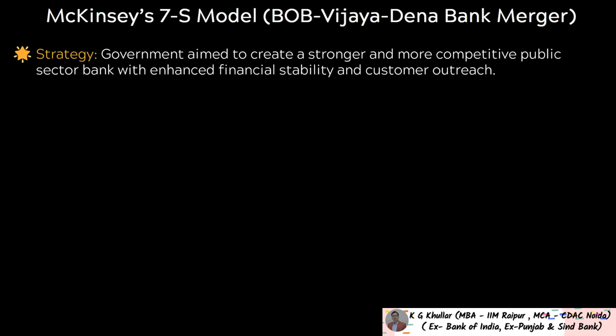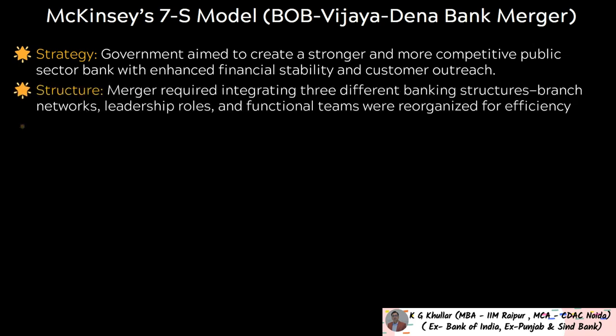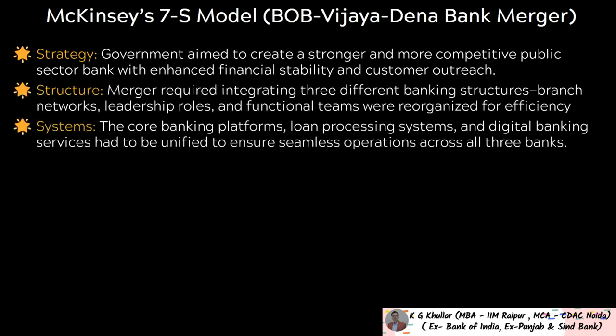Now here the government aimed to create a stronger and more competitive public sector bank with enhanced financial stability and customer outreach. Now the merger required integrating 3 different banking structures, that is, branch networks, leadership roles, and functional teams were reorganized for efficiency. Then next is systems. Here the core banking platforms, loan processing systems, and digital banking services had to be unified to ensure seamless operations across all the 3 banks.